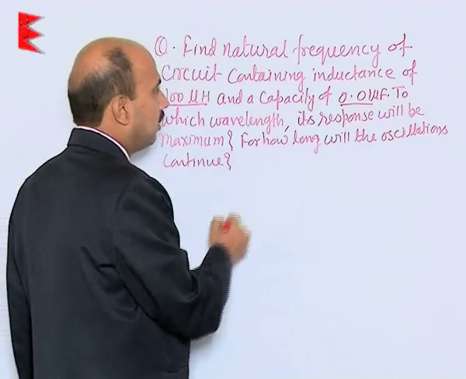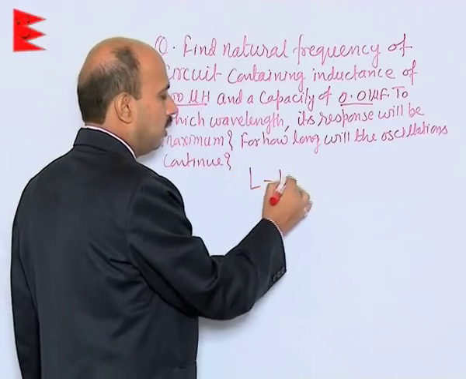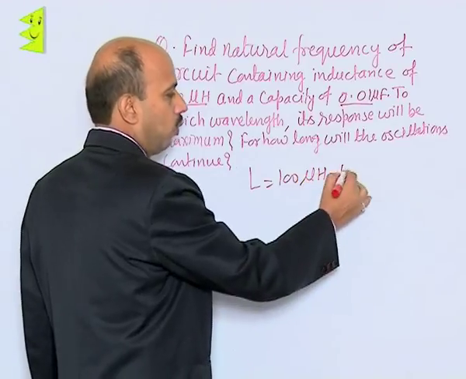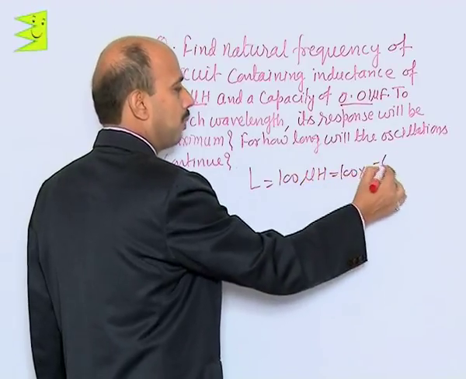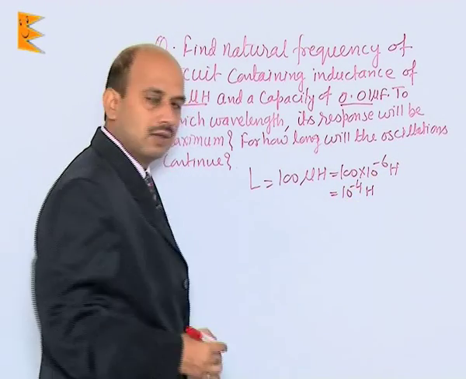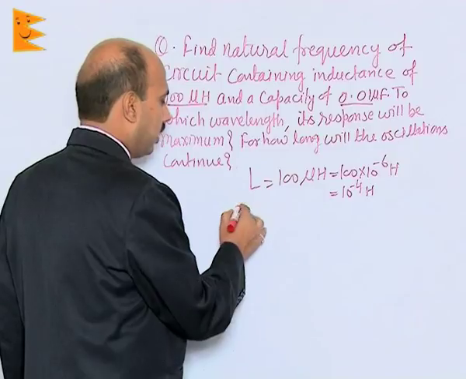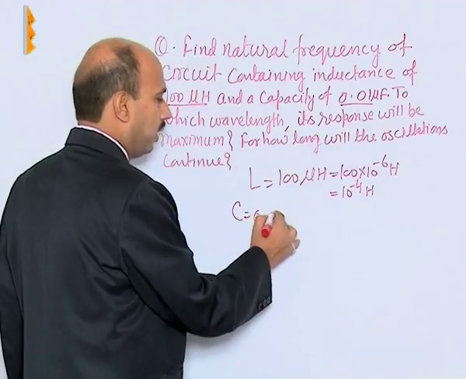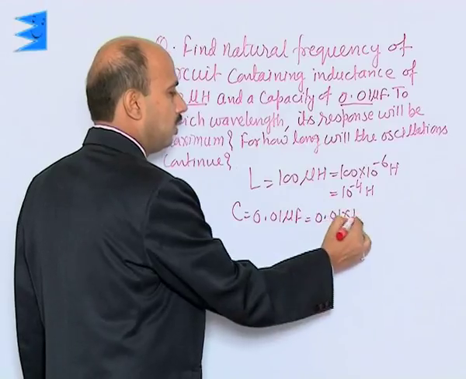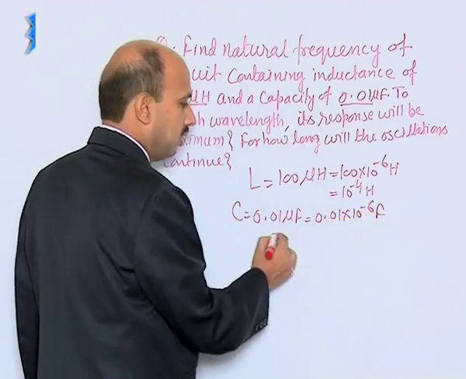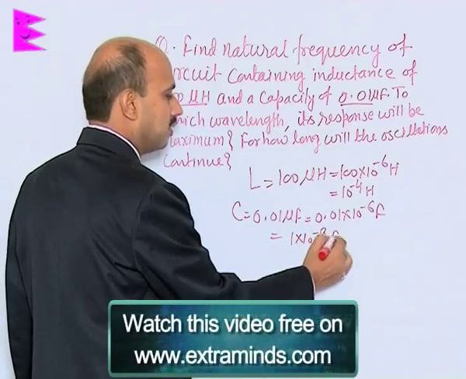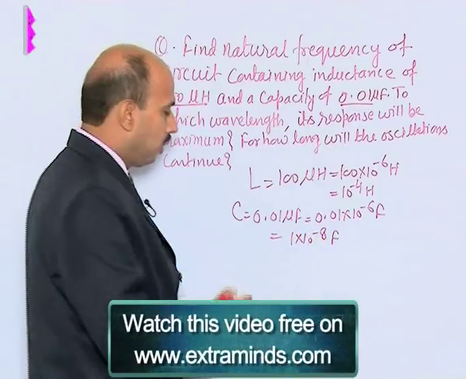In this case, you are given L is equal to 100 microhenry, that is 100 into 10 raised to power minus 6 Henry, that is 10 raised to power minus 4 Henry. And here we can write C is equal to 0.01 microfarad, that is 0.01 into 10 raised to power minus 6 farad, and that is 1 into 10 raised to power minus 8 farad. We have to calculate frequency.